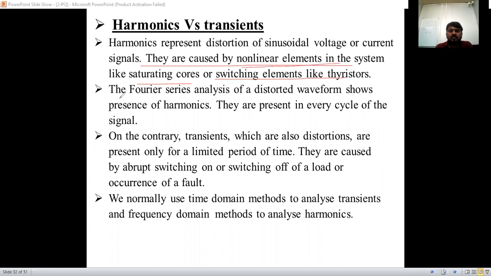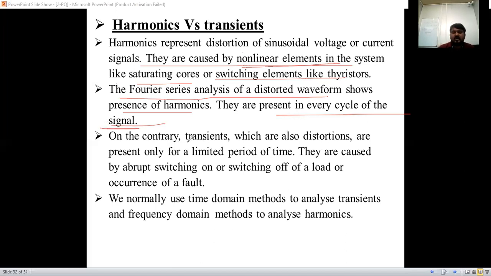So the Fourier series analysis of distorted waveforms shows that harmonics are present in every cycle of the signal, but the transients will not be present in every cycle of the signal, only at the starting and when we switch off. In two places only the transients will be there, but the harmonics will be present in every cycle of the signal.